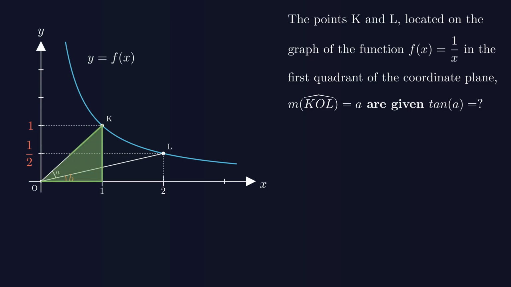Pay attention to this green triangle here. It's an isosceles right triangle, isn't it? Because both legs are 1 unit each. That means tangent of alpha plus beta equals 1, so the angle alpha plus beta must be 45 degrees.